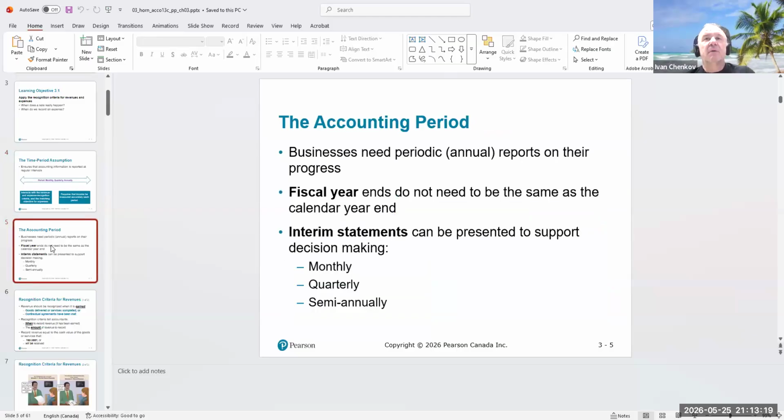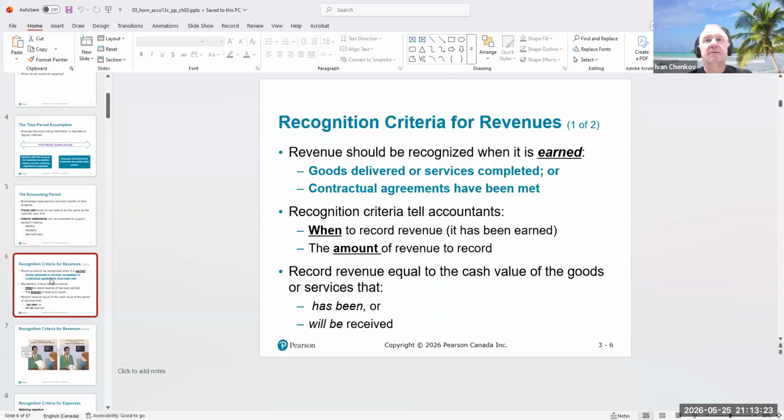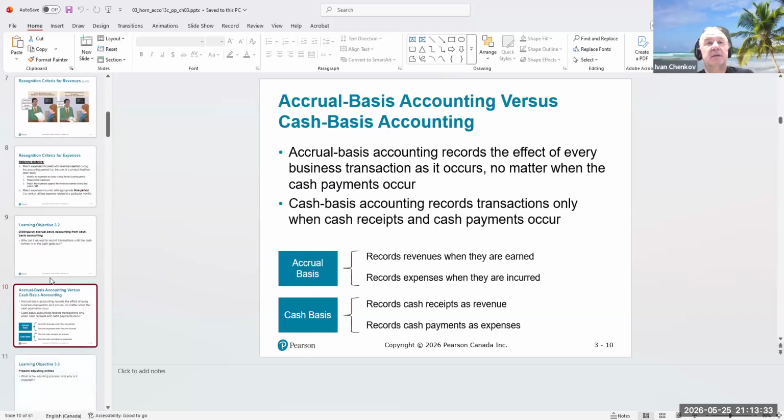And we're going to go with the time assumptions. We're going to talk about the periods. We're going to talk about the recognition criteria, when we're recognizing the revenue and when we're recognizing the expenses. And we're going to see that recognition versus realization are two different events.